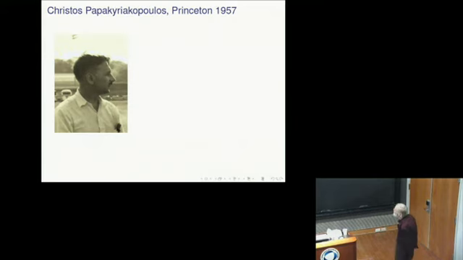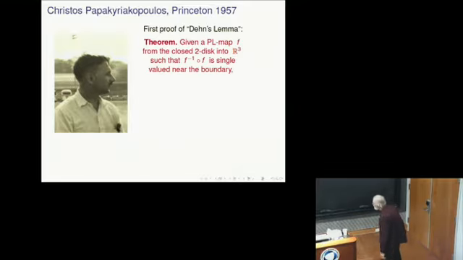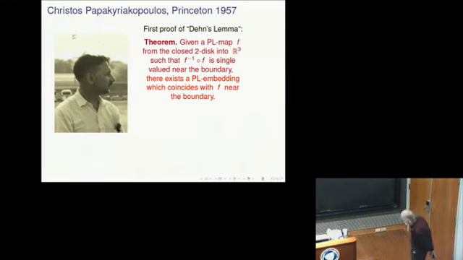Okay, back to Princeton. Christos Papakyriakopoulos. He gave the first proof of Dehn's lemma. This is the theorem that suppose you have a closed two-disk and a piecewise linear map, not a homeomorphism, but a map into 3-space, which is well behaved near the boundary, then there exists a piecewise linear embedding which coincides near the boundary. So if it bounds a singular disk, then it bounds a non-singular disk.